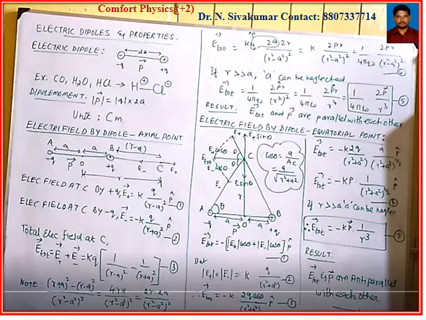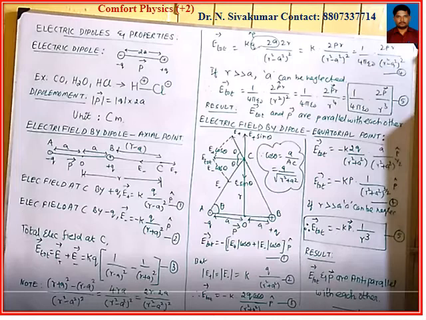Now the total electric field at point C is the sum of equations 1 and 2. Here KQ is a constant, take it outside: 1 by (r minus a) whole square minus 1 by (r plus a) whole square. Here we need to cross multiply and simplify: (r plus a) whole square minus (r minus a) whole square, divided by (r square minus a square) whole square. After simplification it becomes 4ra divided by (r square minus a square) whole square.